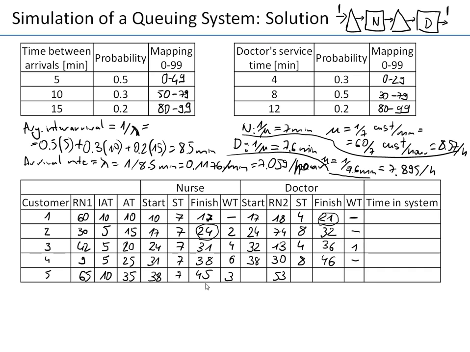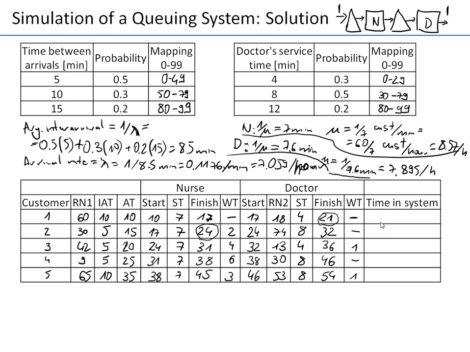And again, if you look at the next patient, he's ready at minute 45, and the doctor is busy until minute 46. So there will be 1 minute of waiting. Start here, 53, we map it through this, again 8 minutes of service. So 46 plus 8, 54, right? So we have 54. The service finishes at minute 54.